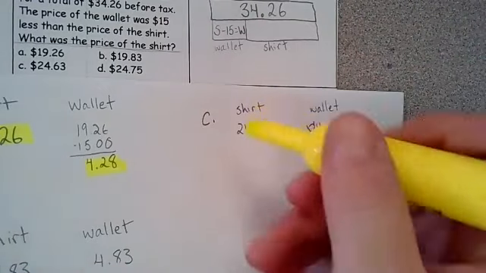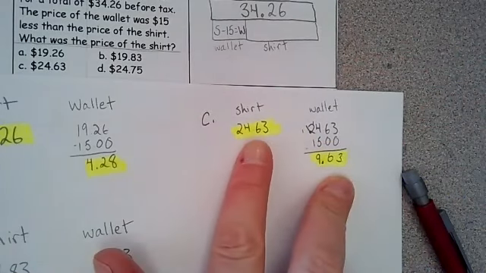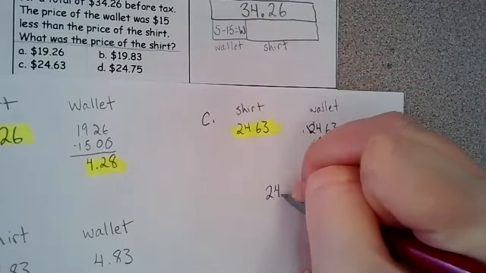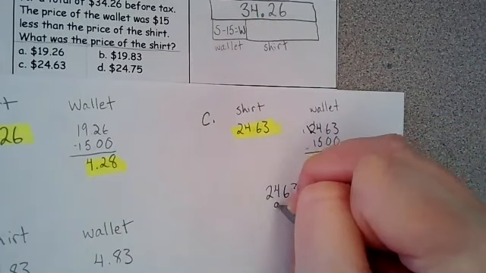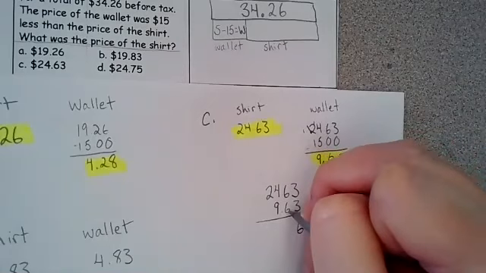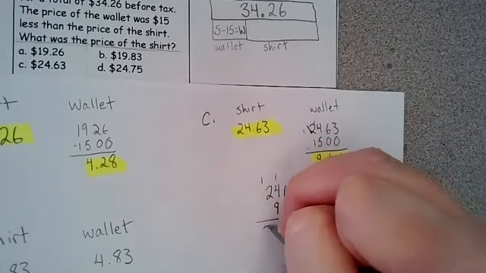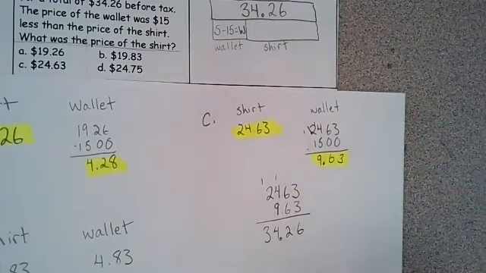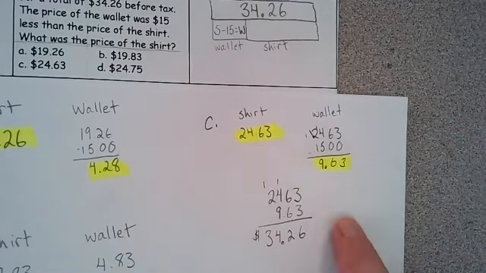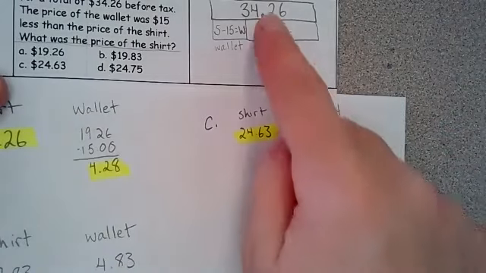The shirt is $24.63. Now we have to decide, will these two numbers added together give me this total? Let's try it out. So this is $24.63 added to $9.63. Let's see what I get. This plus this is 6. This plus this is 12. This is 13 plus one more is 14 and 3. Look at there. You get $34.26. So if your shirt is $24.63, that means your wallet is $9.63. And those two added together will give you your total.